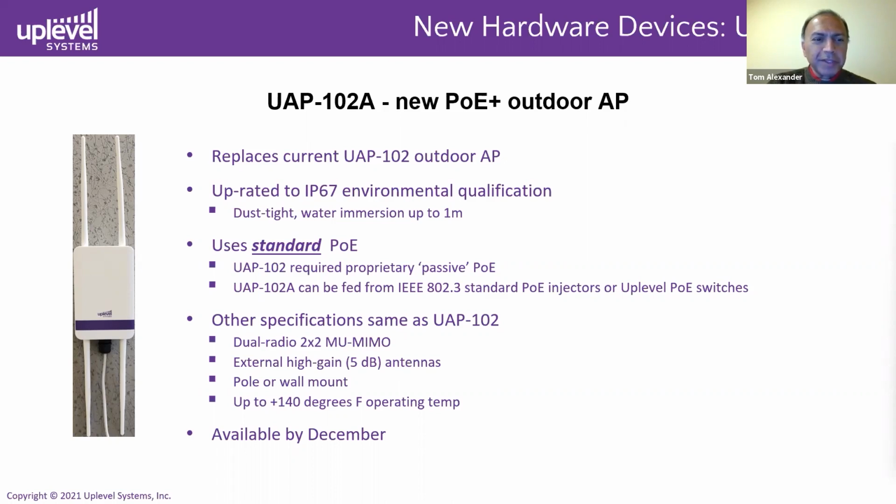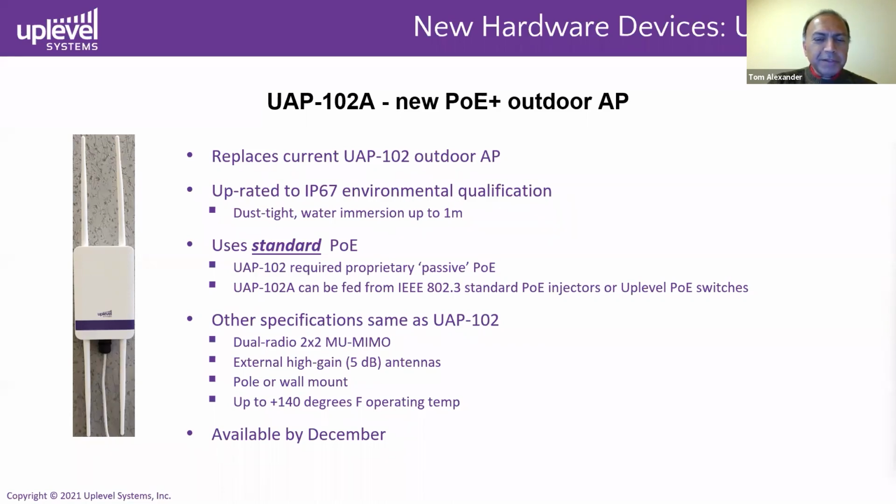But this new outdoor AP will use basically standard 802.3 AE, AF or AT PoE, and that makes deployment much simpler. In addition, it's uprated from IP55 to IP67. So, we do not recommend doing it, but in theory, the vendor says you can immerse this in a meter of water. I really would not suggest immersing it in a meter of water, but it's good to know that you can have rain come down and nothing will happen at all.